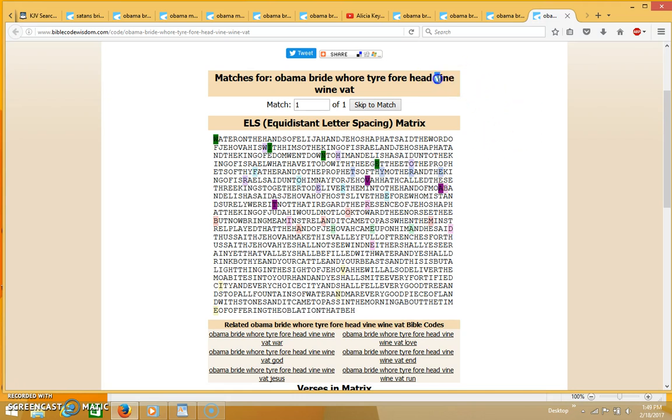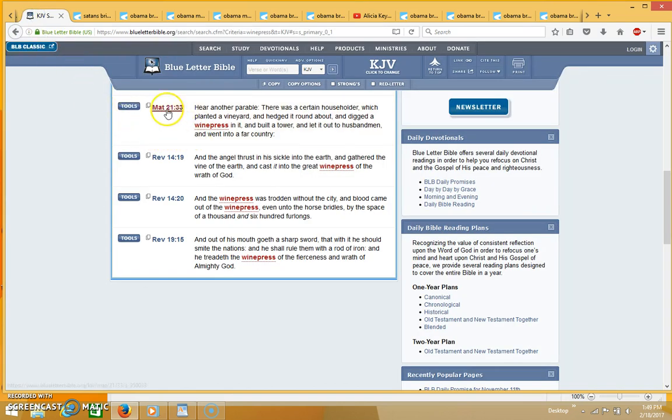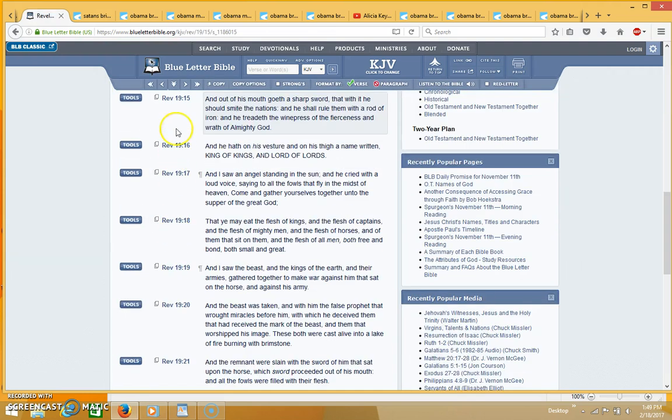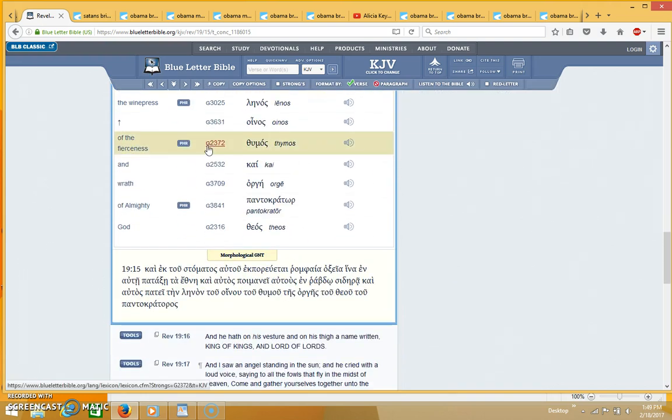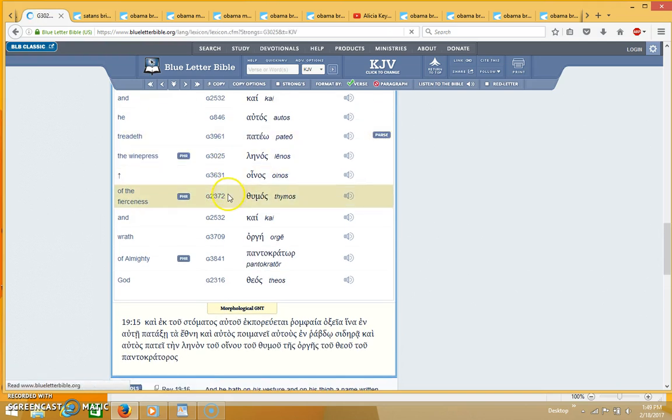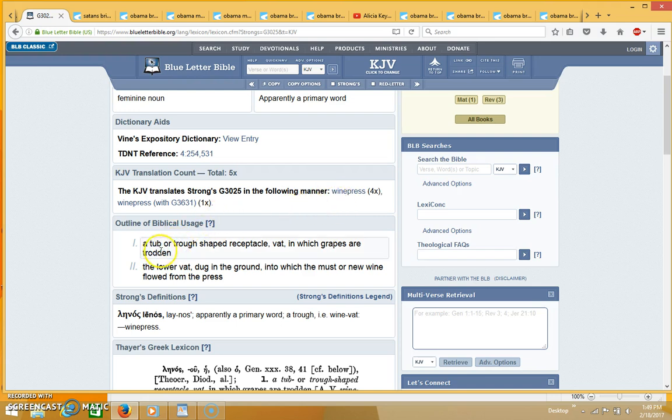Okay, in this one I added the words vine and wine vat, and this is just another way of saying wine press. And the way I came up with that is I was finding that the word wine comes up pretty easily in the tables, but for some reason I wasn't able to get the word press to come up. So I looked at the word wine press in the scriptures, and when I looked at the definition, I noticed that it's actually described as a wine vat or a tub in the definitions.